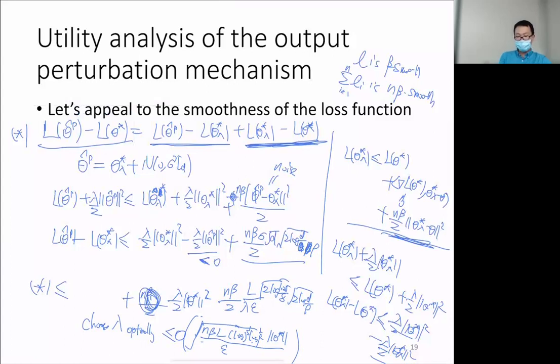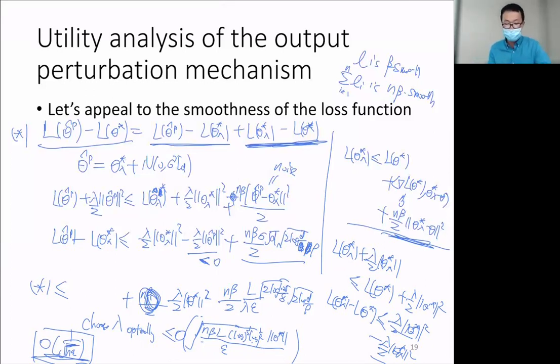Okay, so this is not bad at all, because we know that the difference between these two is on the order of n. So if we divide this by a factor of n, we get the average error in terms of empirical risk that's going to 0 at a rate of order 1 over square root of n epsilon. Right. So this is the ultimate rate that we get from output perturbation.